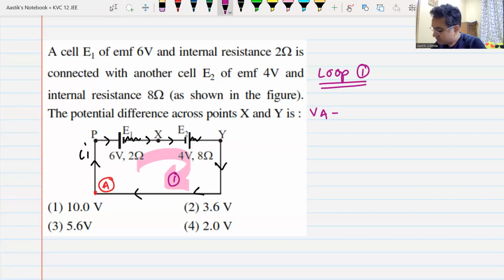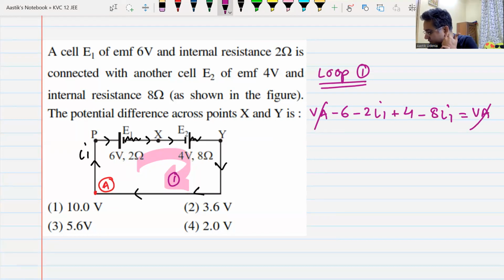VA minus 6 minus 2 into I1 plus 4 minus 8 into I1 is equal to VA. No one knows how to make this equation. So sad.